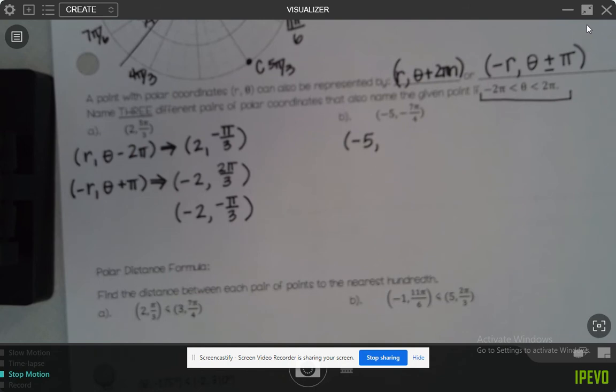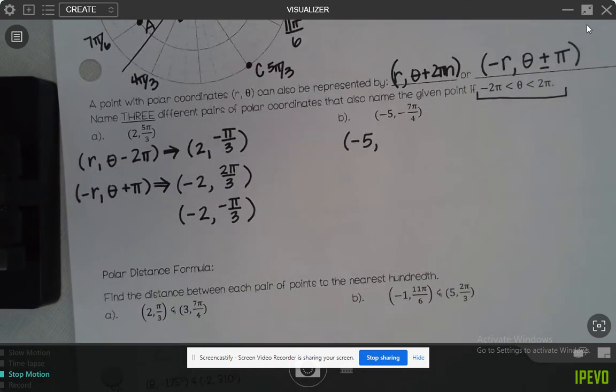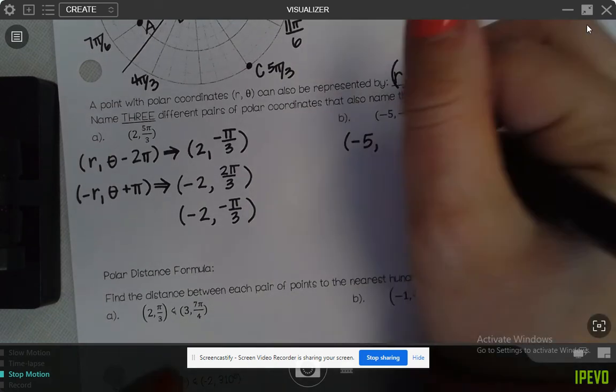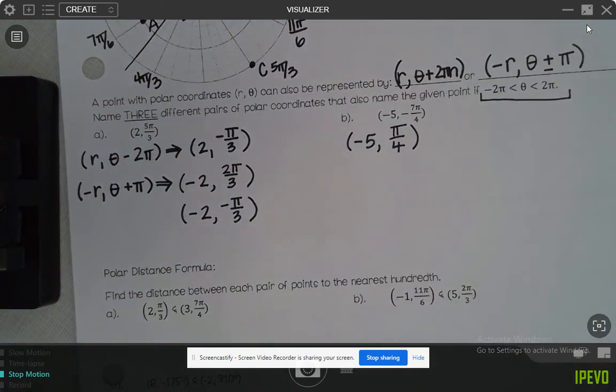Add 2 pi. Well, if I add 2 pi, what's 2 pi in this case? I apologize, 8 pi over 4. So what is negative 7 pi over 4 plus 8 pi over 4? Pi over 4. There's your first one. That's keeping my radius the same, yes?